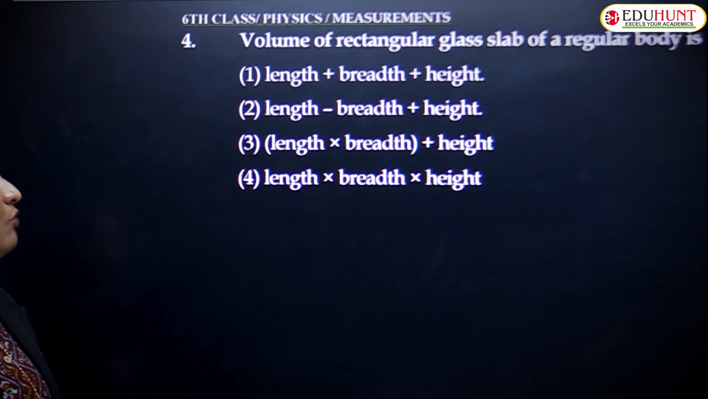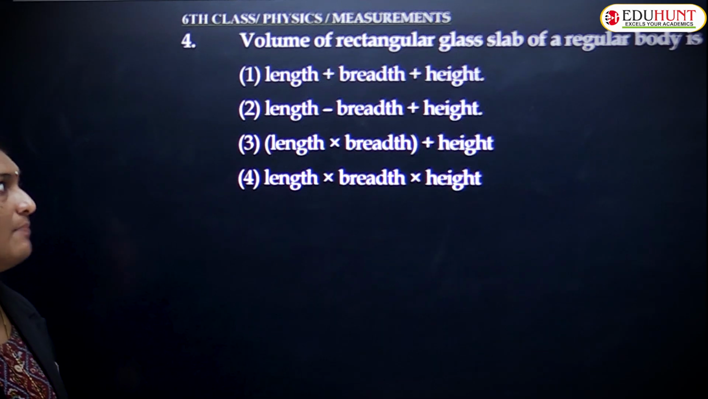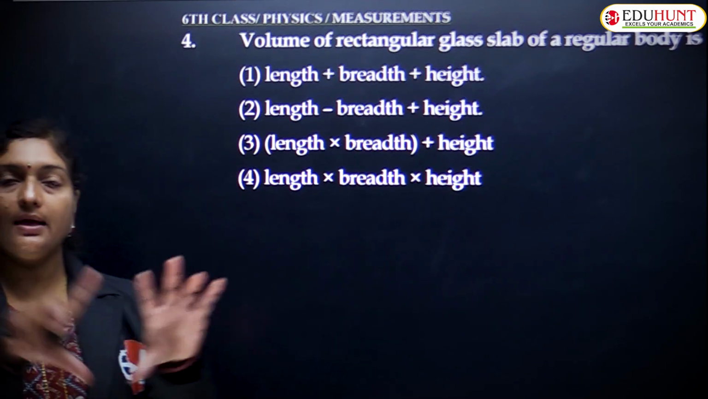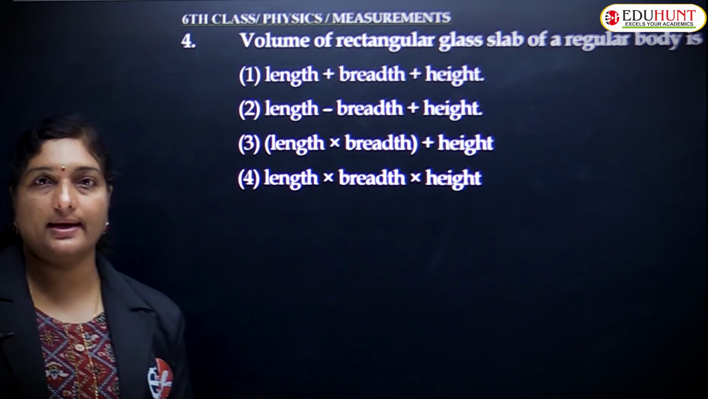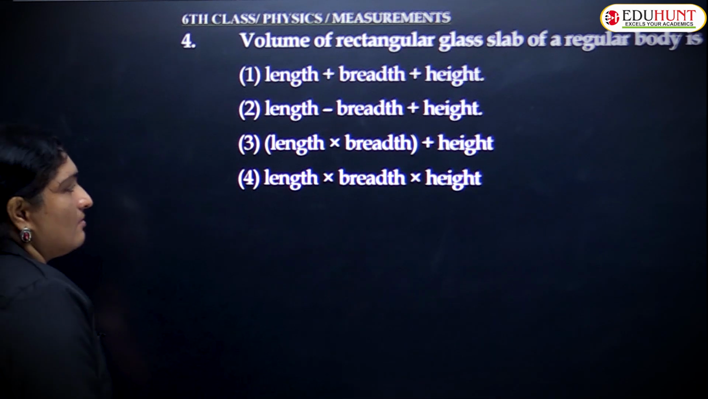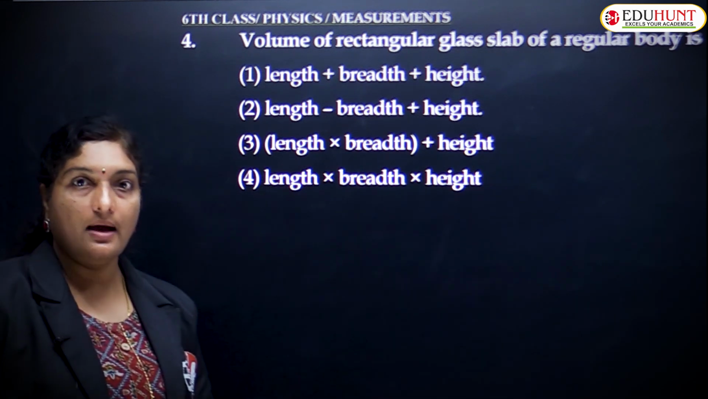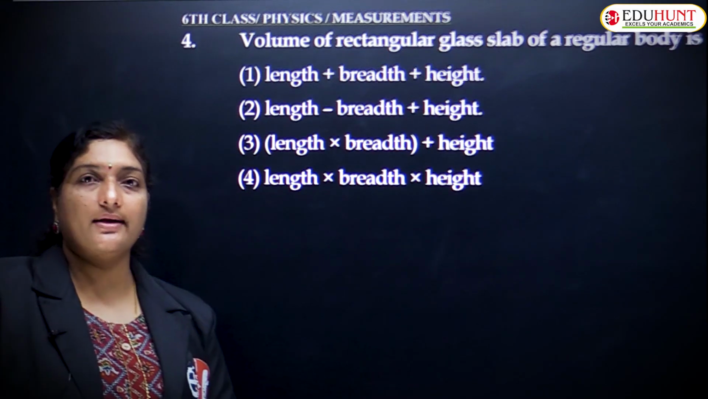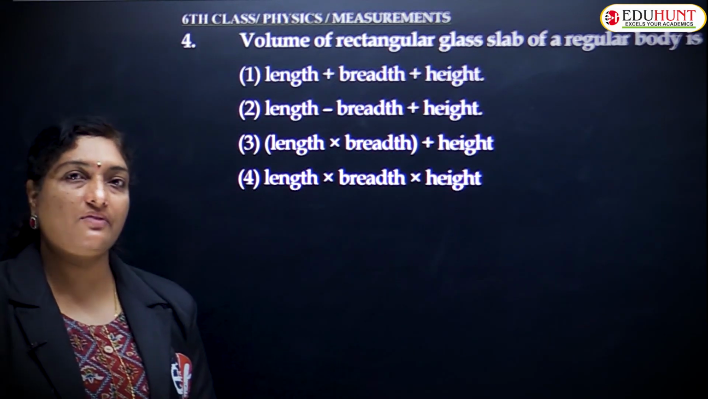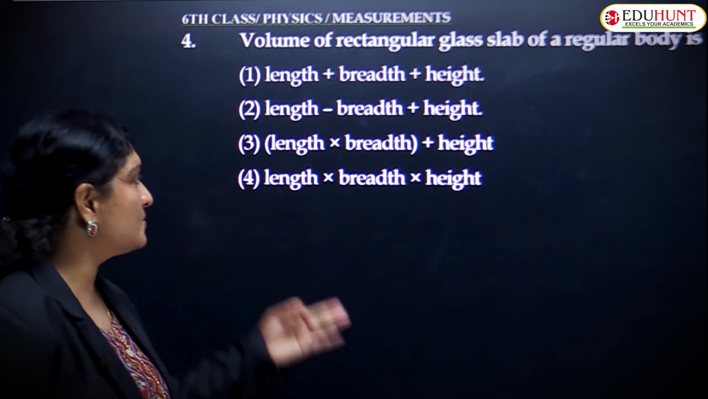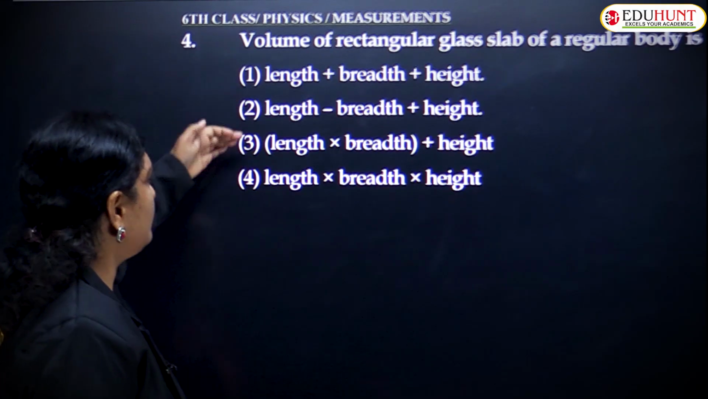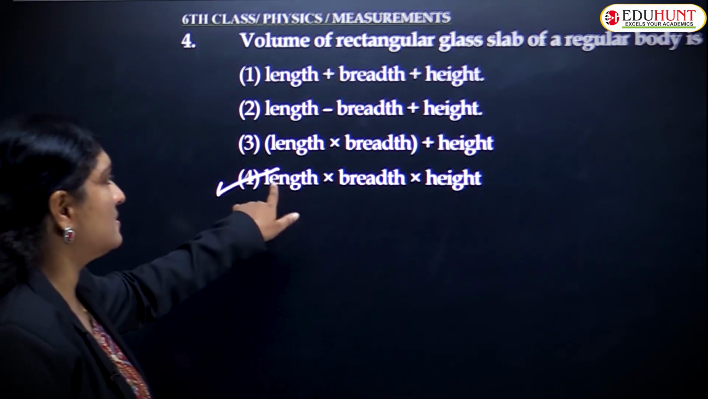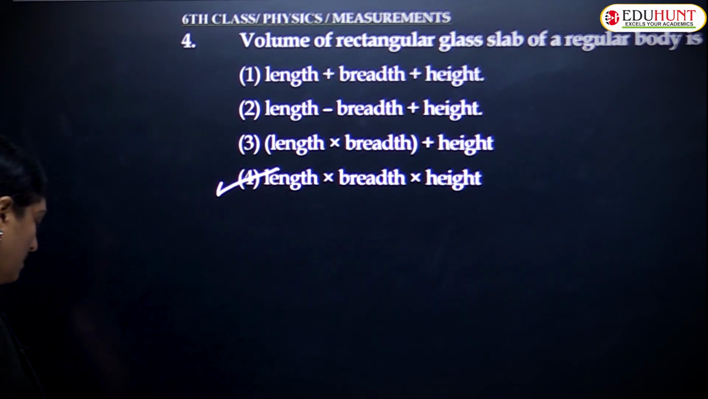Next, volume of a rectangular glass slab or a regular body. I already told you the formula for volume. If all sides are equal, volume is side into side into side, but here length is different, breadth is different, height is different. Three different measures, so what is the formula? Length into breadth into height. This is your correct option.